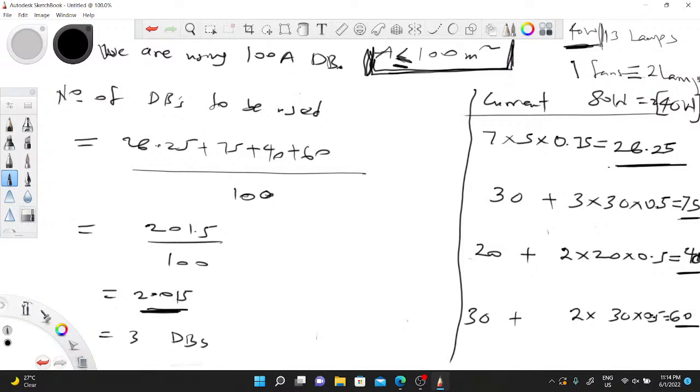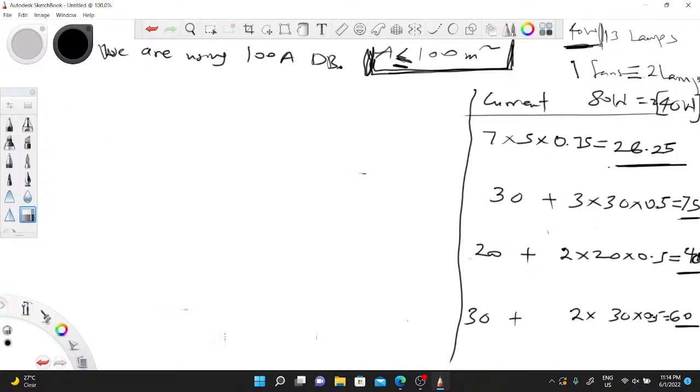So, let me clean this side. So we're using 3 DBs. I write it down. So this is how we do the load balancing. We're using 3 DBs, fine: DBA, DBB, and DBC. I'm having my lighting system here, my socket here, my AC here, and my cooker here.